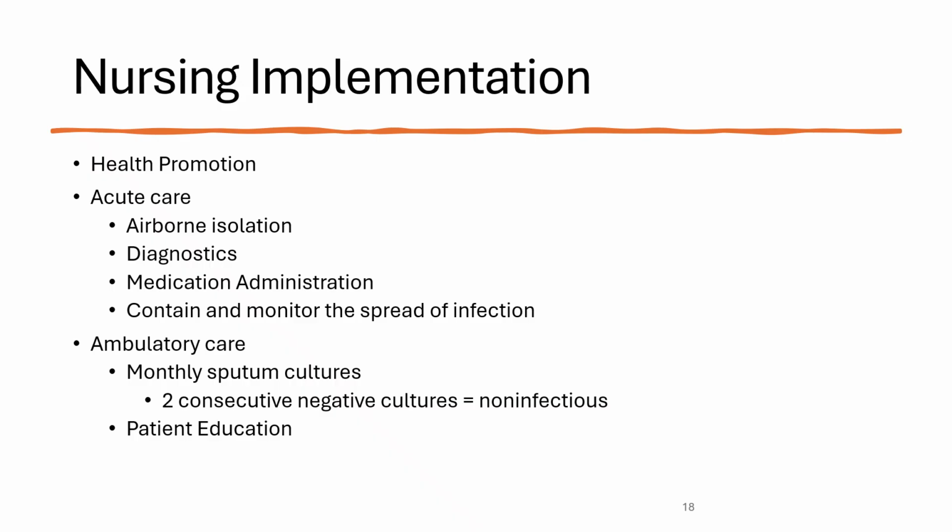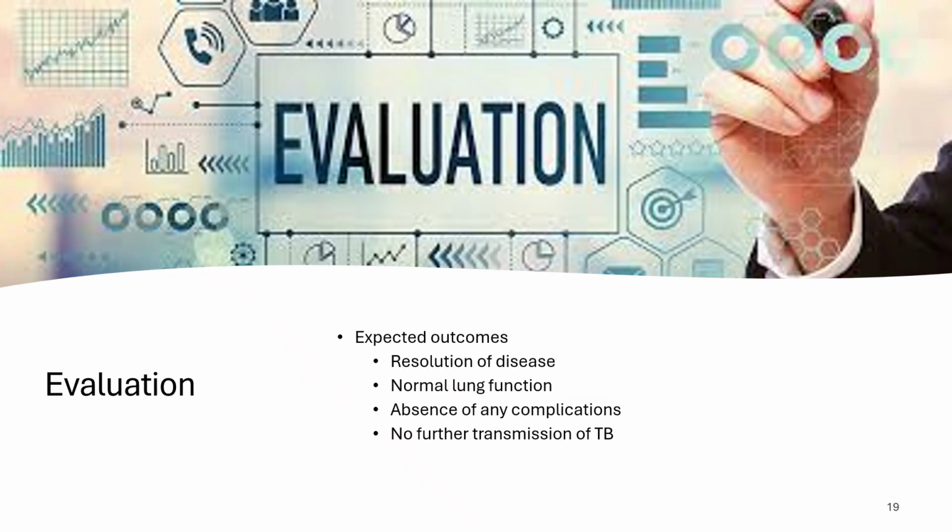You want to notify the public health department and teach symptoms of reoccurrence. So if they start having some of those manifestations again, they need to seek care. And then if they're smokers, you need to talk to them about smoking cessation. Some of the expected outcomes that we want for these patients is resolution of the disease, that they go back to having normal lung function and without any complications, and no further transmission of TB, so that they've kept everyone in the community and themselves and their family members safe.